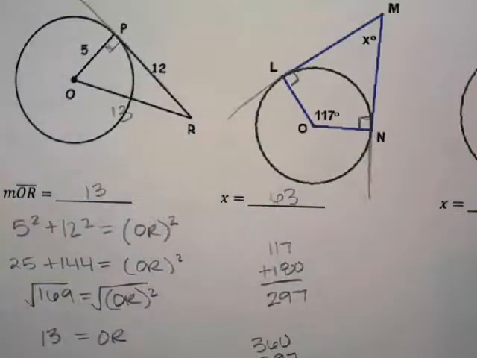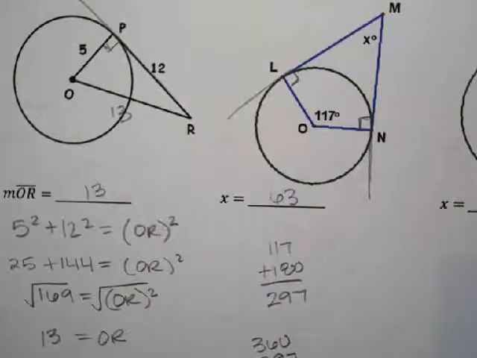Opposite angles only equal 180 if they are inscribed in a circle. In this case, they happen to equal 180, but that is a coincidence, not a general rule.